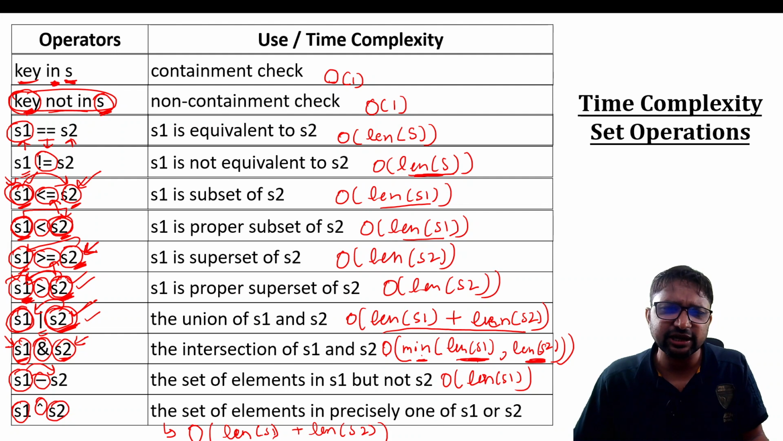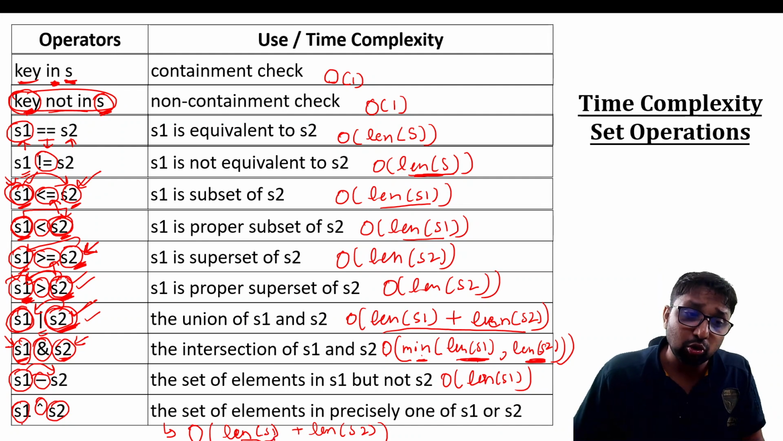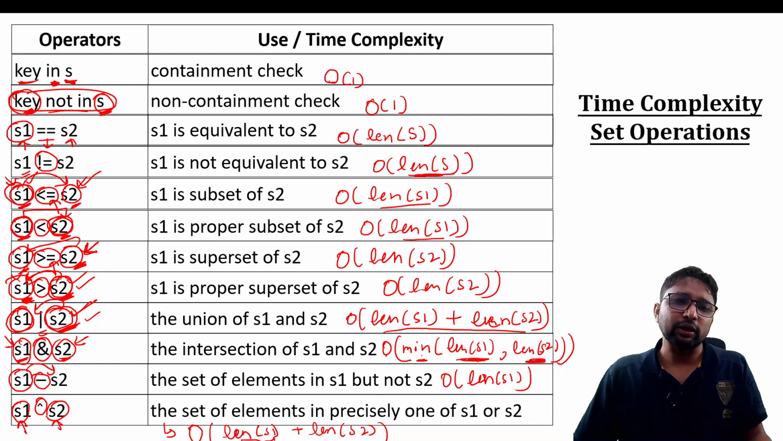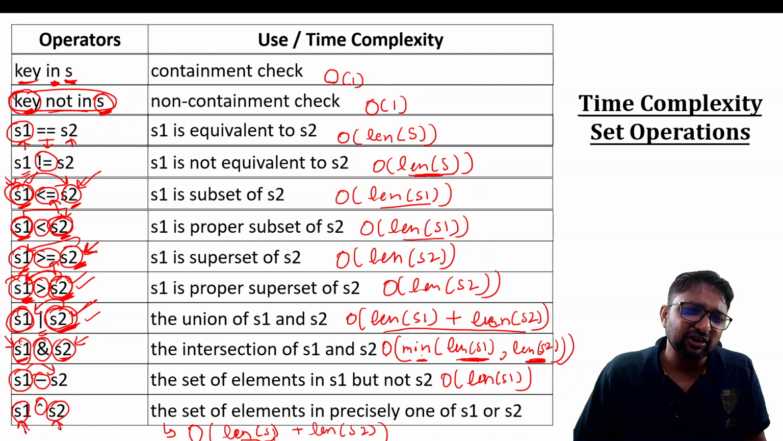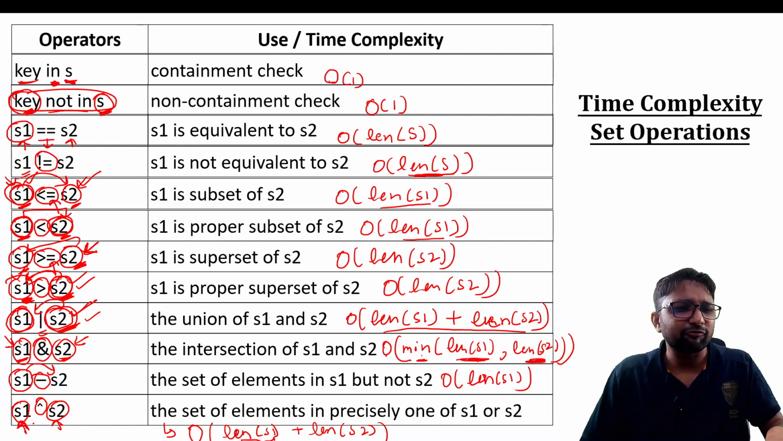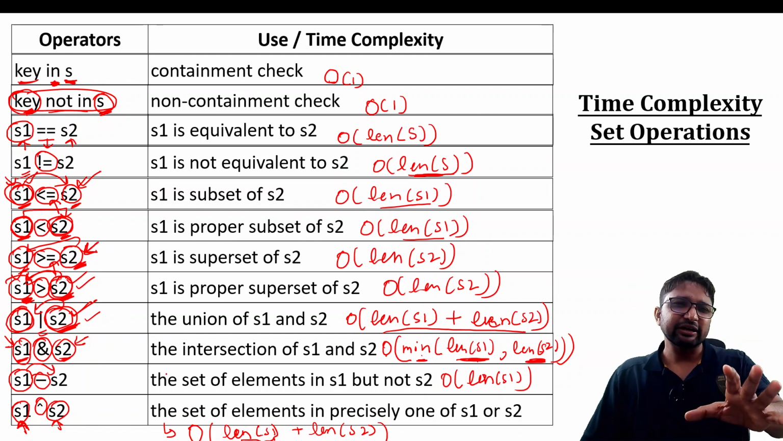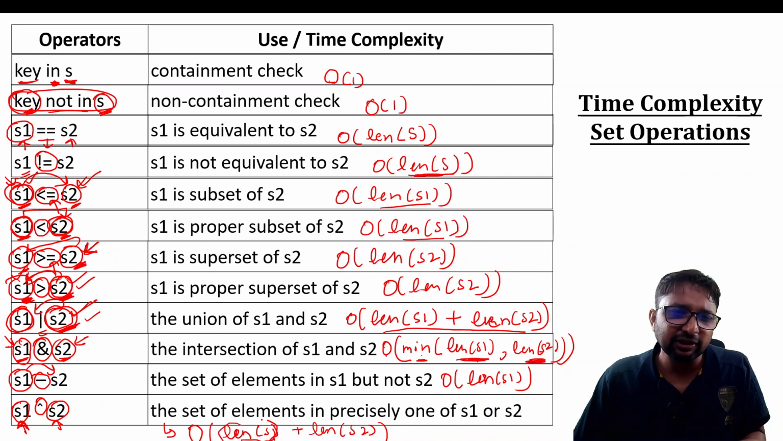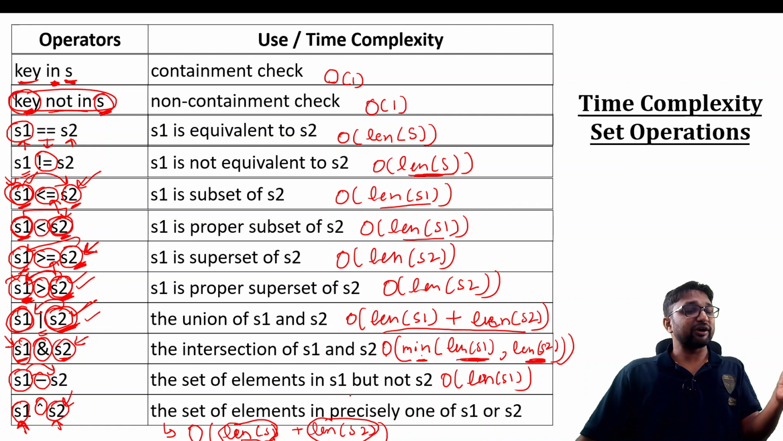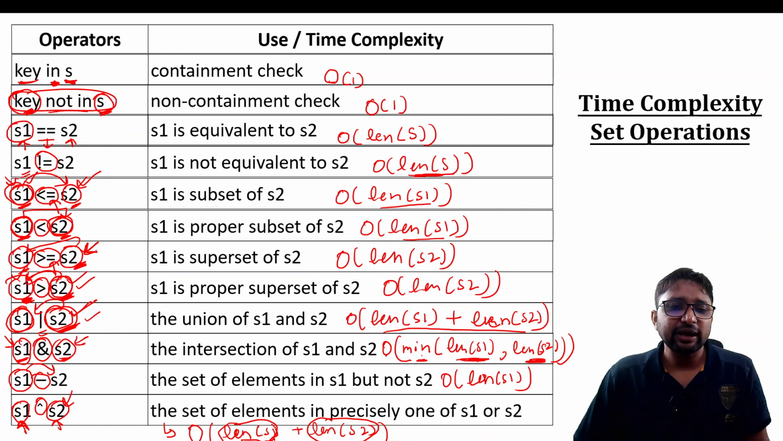Why is this taking this much time? Because you need to consider all the elements of S1 and all the elements of S2 except those which are common. So you pick S1 first, take one by one element from S1 and search it inside S2. If they are repeating, don't consider it, otherwise consider them. Similarly, you can do with S2 also. So you need to process all the elements of S1 and S2. So this will take length of S1 plus length of S2. Done. We're done with the time complexity of all the operations.